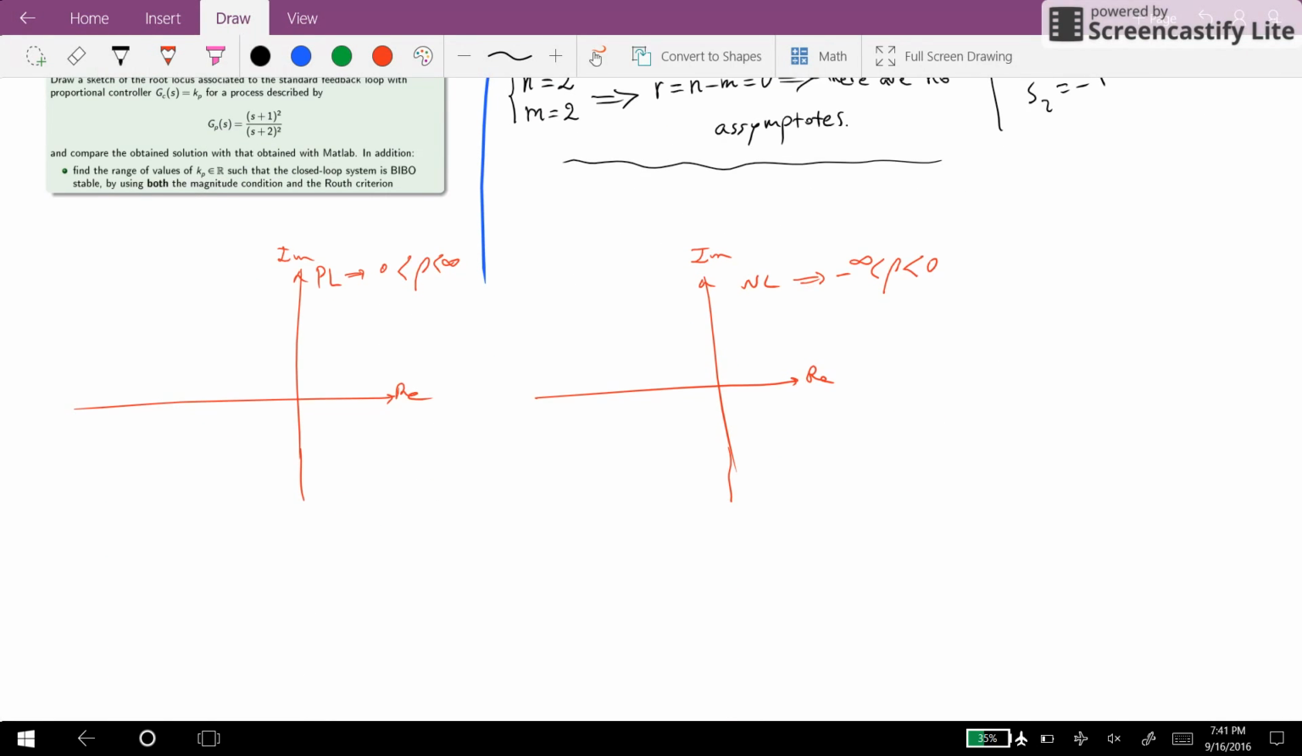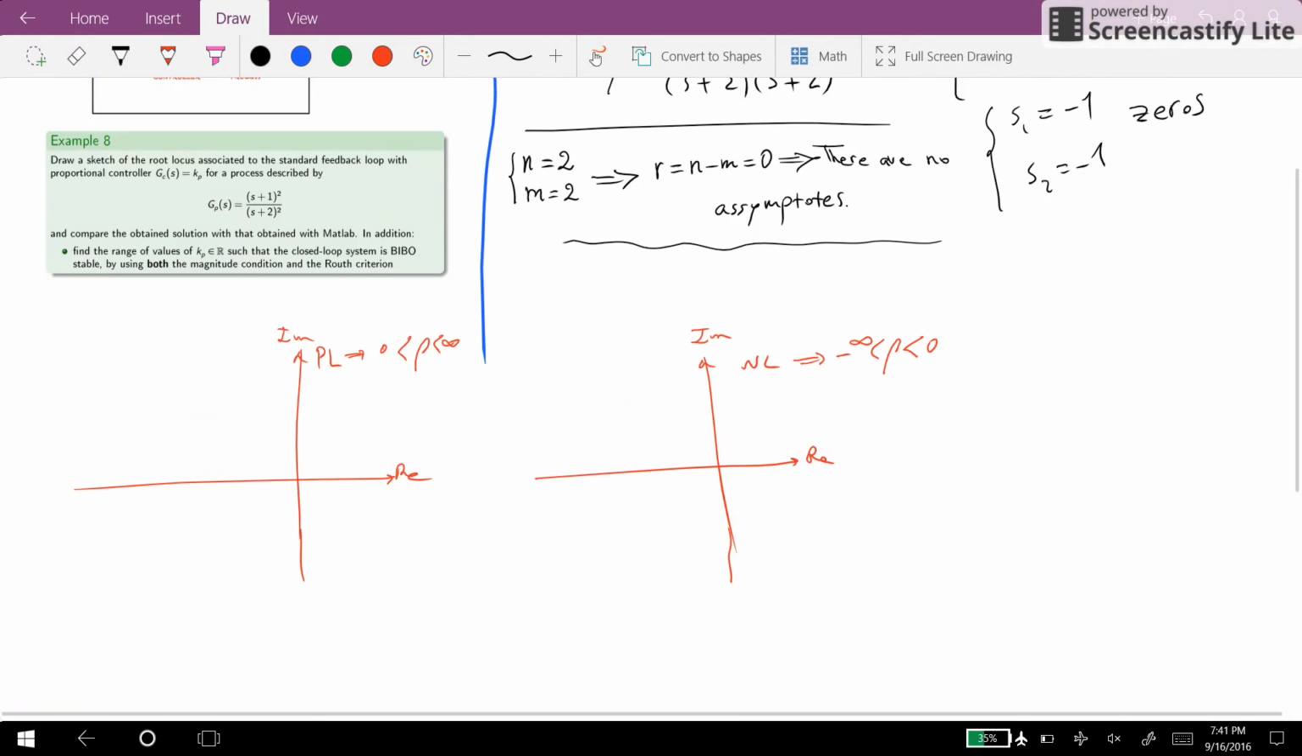So I can start to draw them. Two zeros at minus 1. So I draw two circles to denote that we have two zeros. And two poles at minus 2. And same here. Two zeros at minus 1. Two poles at minus 2.